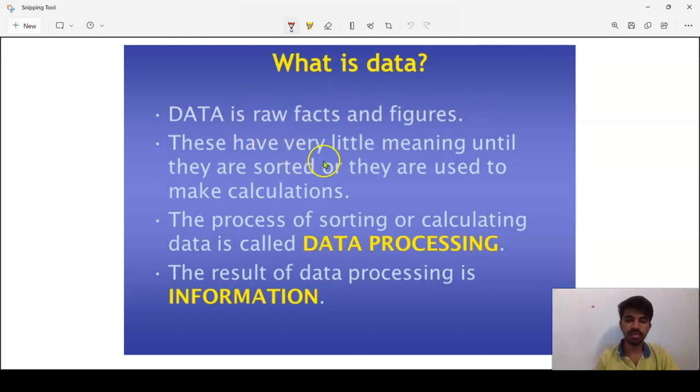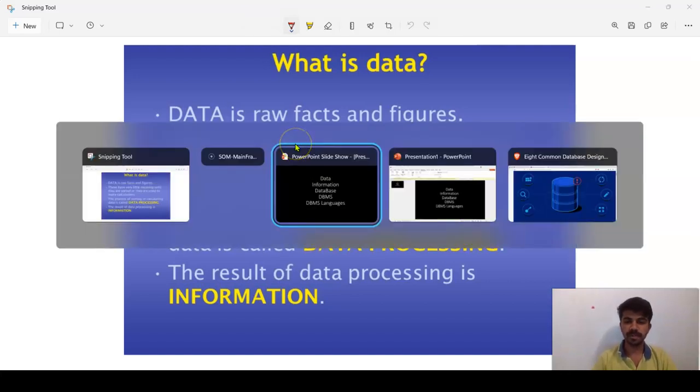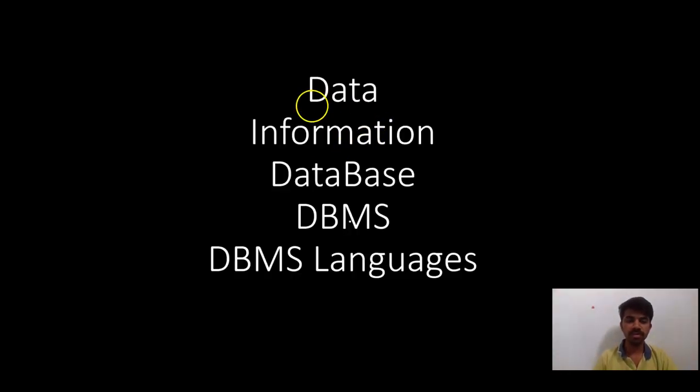By using the data we can process it and find the information. So we cannot make decisions depending on data. We need to process the data to make decisions. The second one is information. Information is nothing but the processed data. We can make decisions depending upon information.